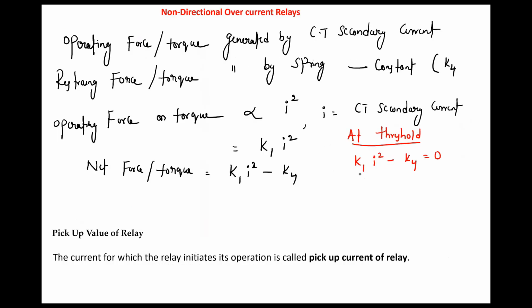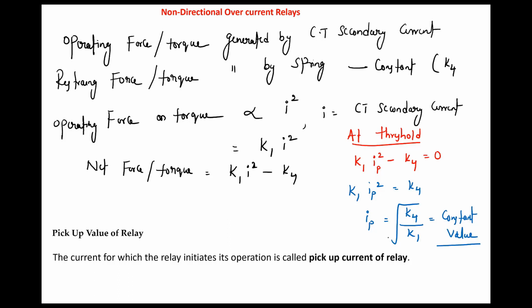where these operating and restraining forces or torques are equal, which is called pickup current. So in this case, K1 IP square is equal to K4, and the pickup current IP is given by the square root of K4 by K1, which is a constant value, which is a design value for a particular relay. So pickup current is a constant value.